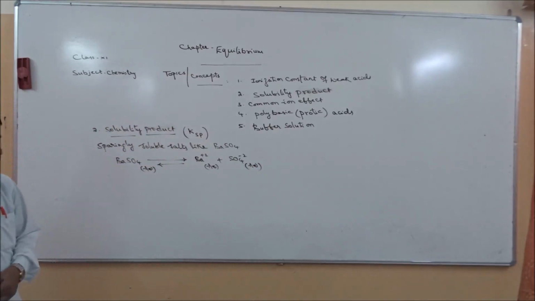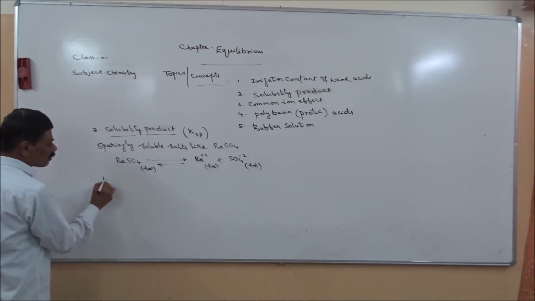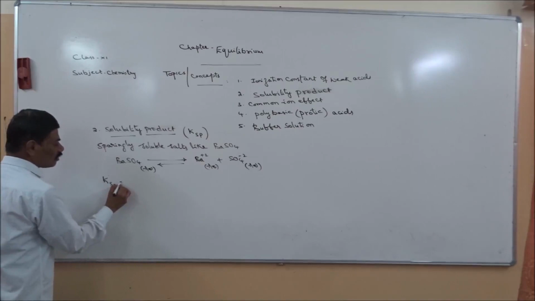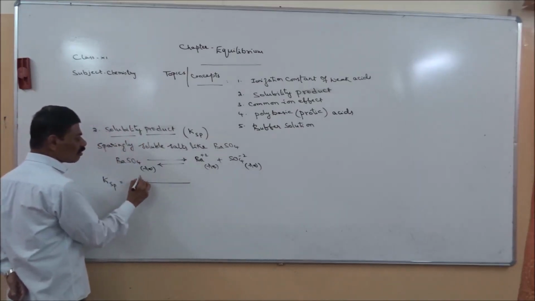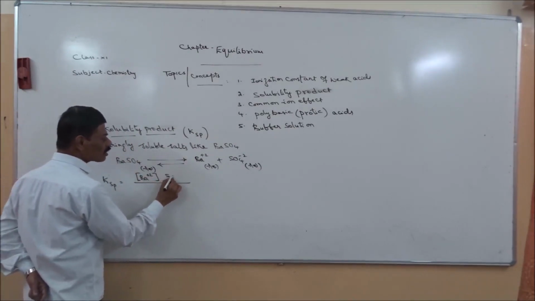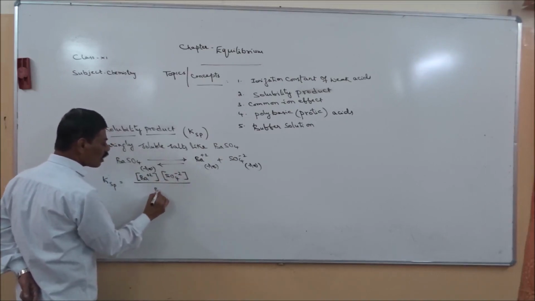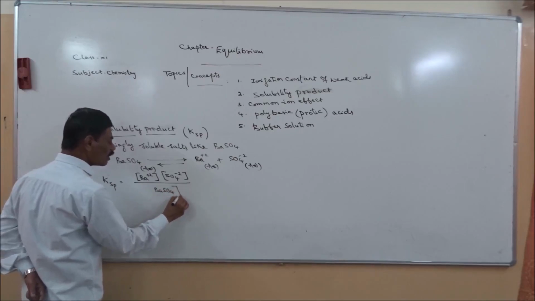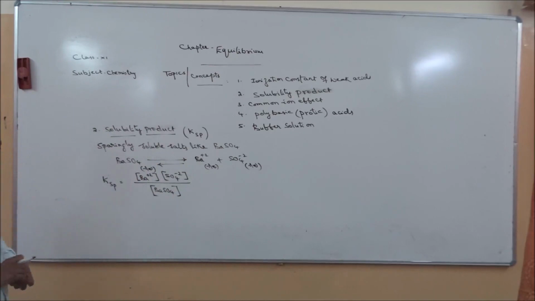Now, if we apply law of chemical equilibrium to this equation, then Ksp is equal to molar concentration of barium dipositive ion multiplied by molar concentration of sulfate dinegative ion divided by molar concentration of barium sulfate. Right? This expression we will get.